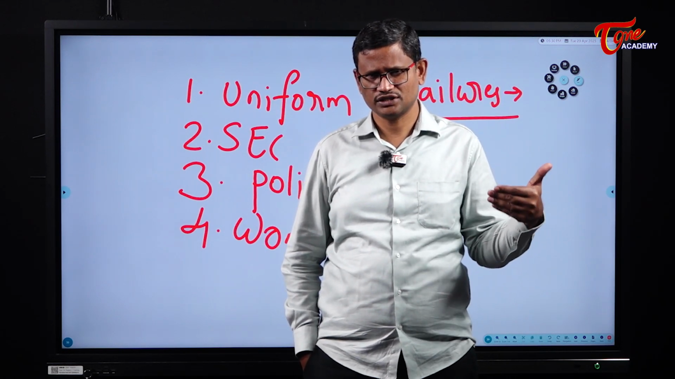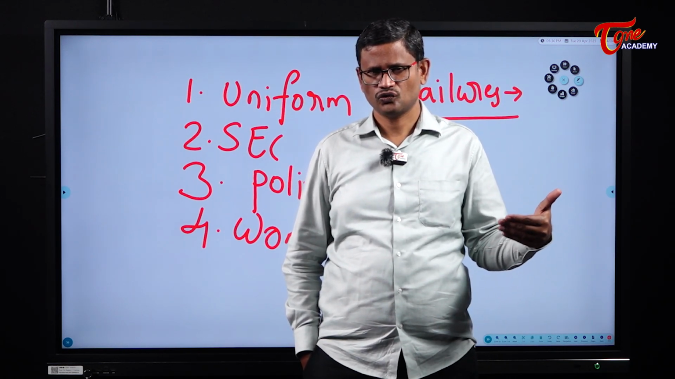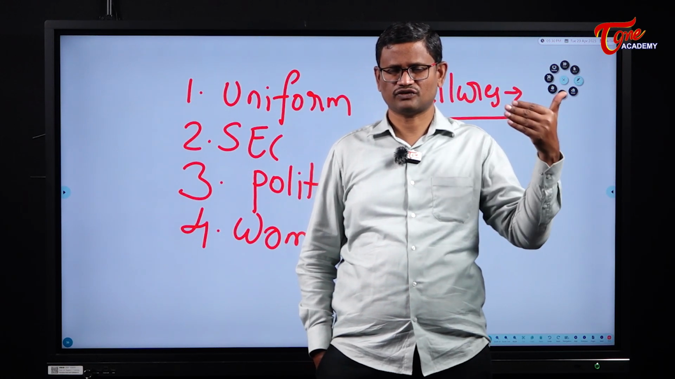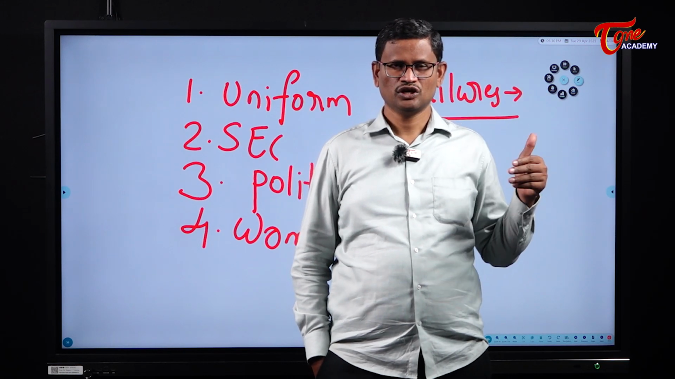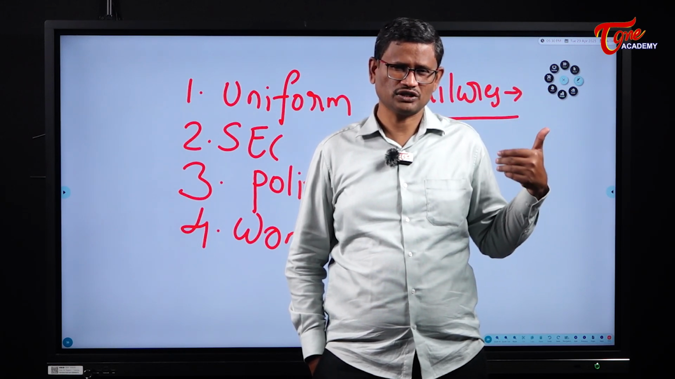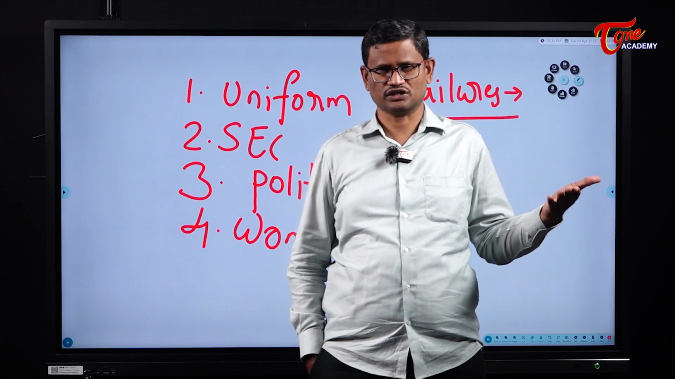Article 243G under the 11th schedule, which speaks about devolving the functions, functionaries and finances, unfortunately it was made a voluntary provision, which means the states do not have any compulsion to devolve functions, finances and functionaries.